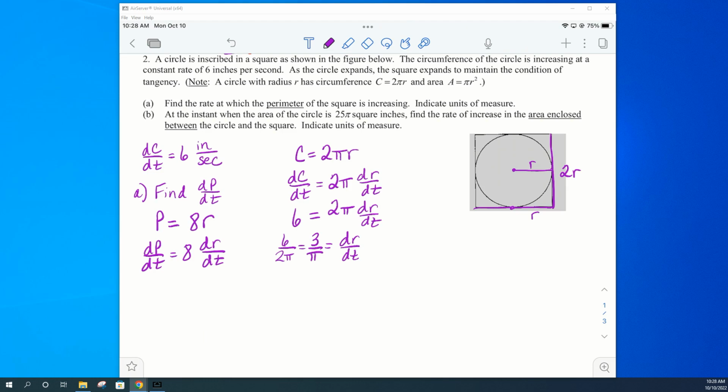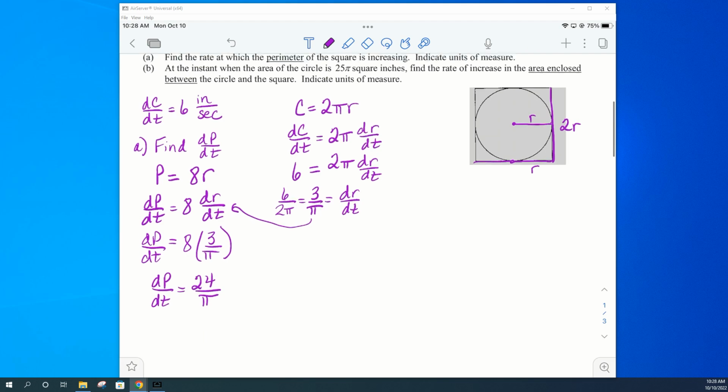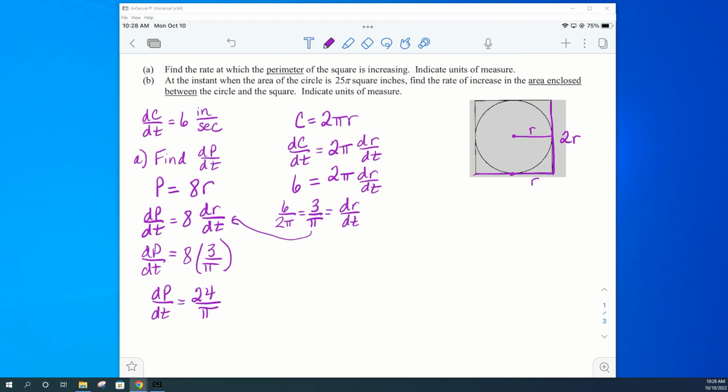And then I can pop this in for dr/dt, and I would get 8 times 3 over pi. So dP/dt, I could technically leave it like that, but that's not too hard simplifying. I'm going to talk about points in just a second. It is 24 over pi. And then the units, what would the units be? Well, you would measure perimeter in inches. So that's going to be inches. What was my time units?